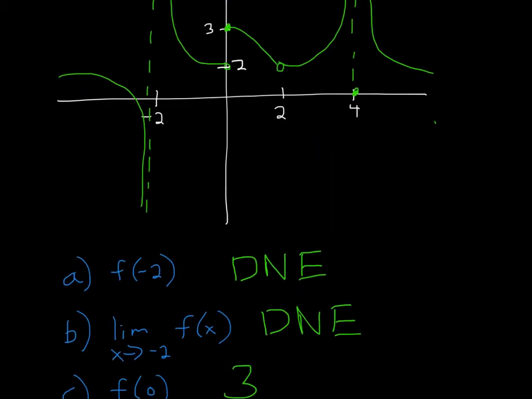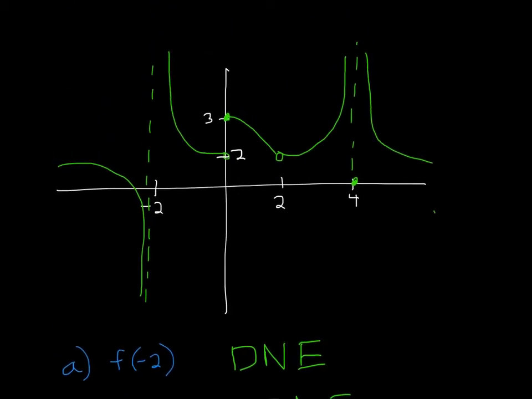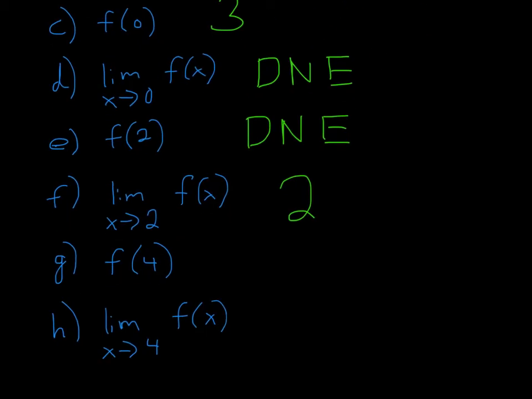The next one is f of 4. F evaluated at 4. So when it plugs in x equals 4, what is the y? Well, you just go across, because here's the point, and it's 0. So this one is 0.